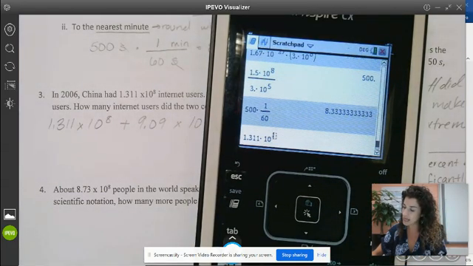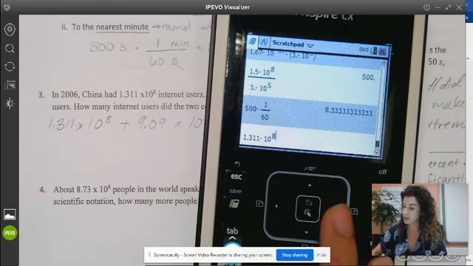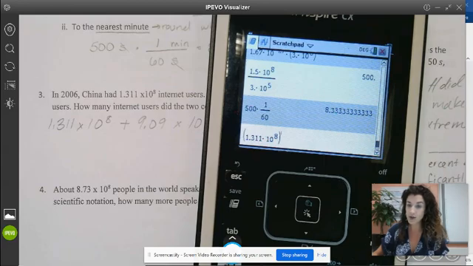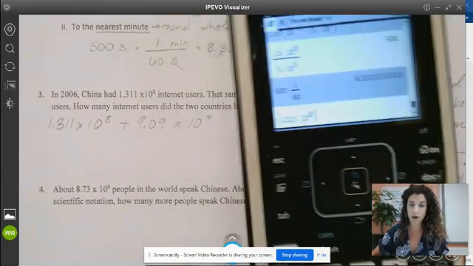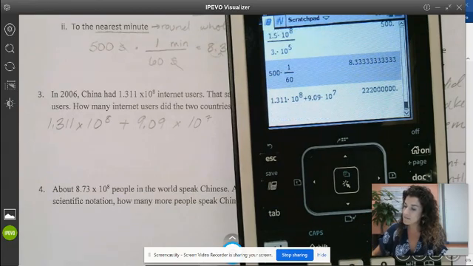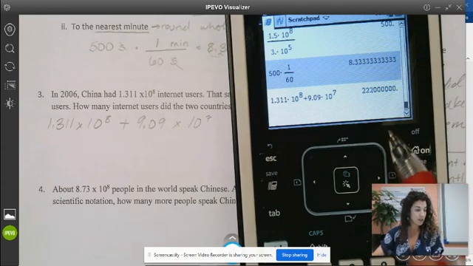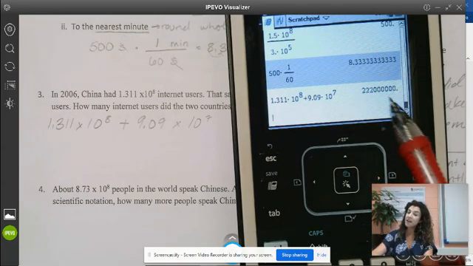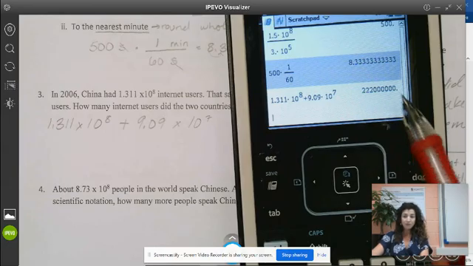1.311 times 10 to the 8th power. I'm going to put that in parentheses. Always good to have parentheses where applicable. Plus parentheses 9.09 times 10 to the 7th power. And we get this number right here, which is really, really big and not in scientific notation.